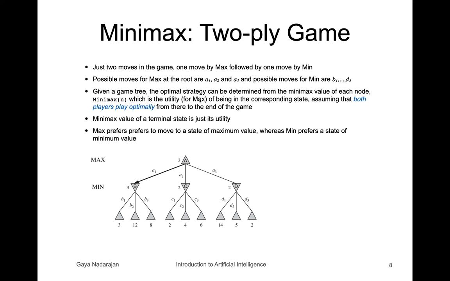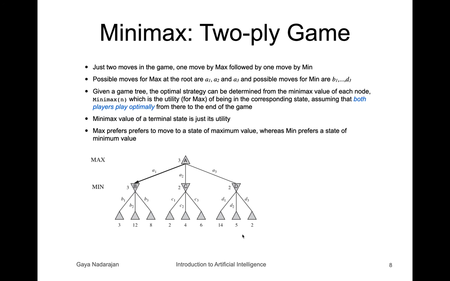And the minimax, which is the utility for Max being in the corresponding state, assumes that both players will play optimally. Because this is a hypothetical situation, your strategy always has to take into account that your opponent is going to play in the most optimal way. And for a terminal state, the state where the game ends, because as we said, it's only a step taken by Max, and then a step taken by Min, and then it's done. So the game is over here. And for all these different combinations of moves, you're going to get the utility value for Max.